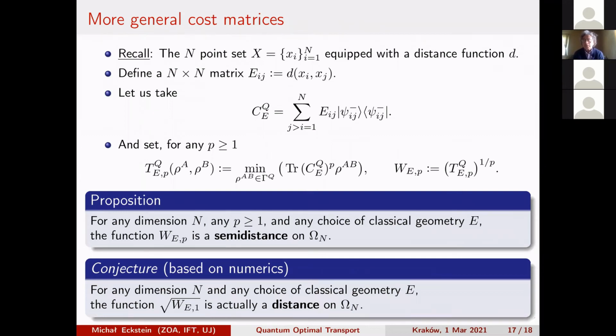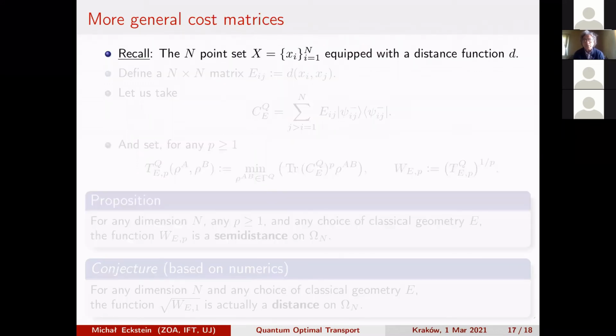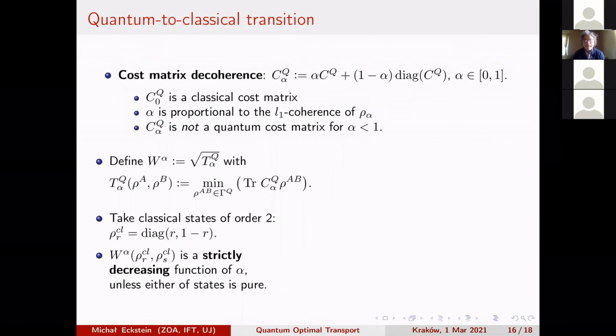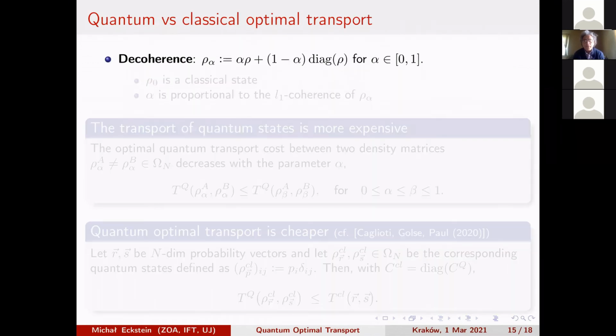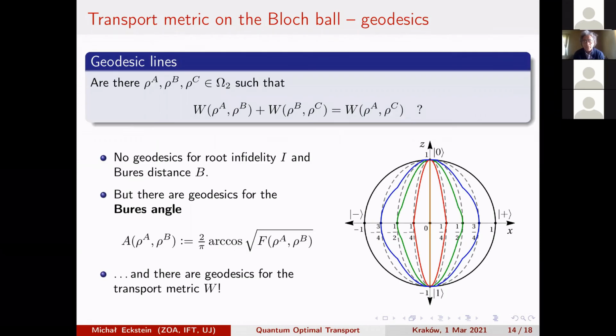I understood that the existence of geodesics was also for the two-dimensional case, where you can prove that it's actually a metric, the square root. So the question is, do you expect this to be true also in higher dimension? The existence of geodesics. Oh, that's a good question. We didn't study it actually.